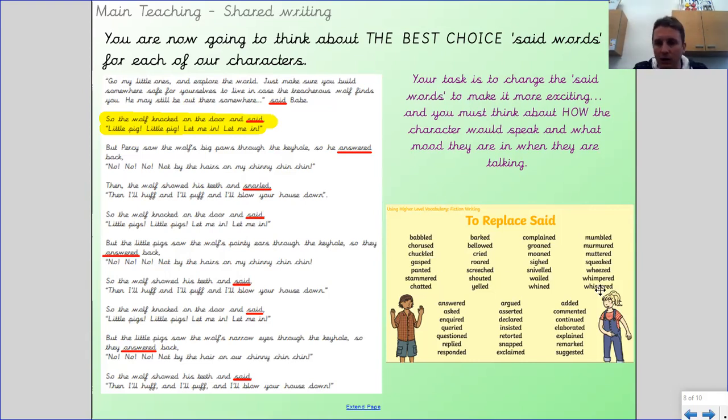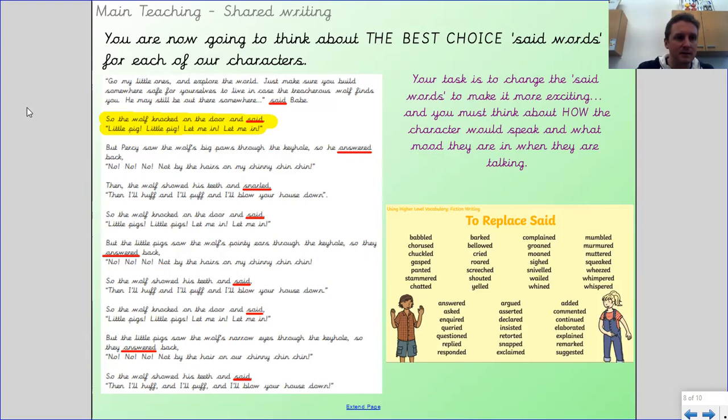I'm going to have a look at my list of words. Now I'm going to say that the wolf is trying to be quite bossy. He's saying you need to let me in. So I'm going to look at these words down here: argued, asserted, declared, insisted. Now, if you insist on doing something, you're saying, this is what I'm going to do. So the wolf is insisting that he's going to go into the pig's house. So I'm going to change the word said to insisted.